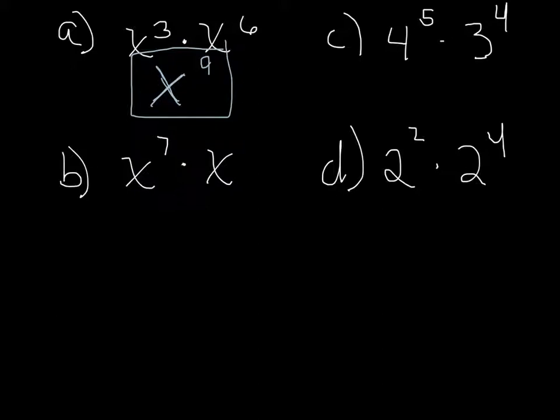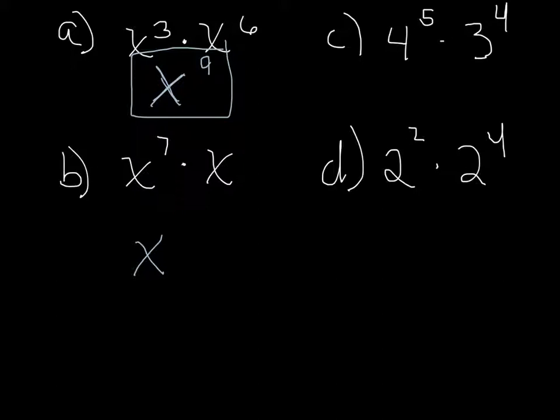For B, let's go on to the next one. B, again, I'm going to ask the rules. Number 1, we can use the product rule only if the bases are the same. Is our base the same in B? Yes, it is. So for letter B, our base is just brought over.